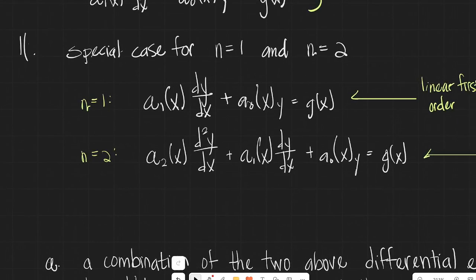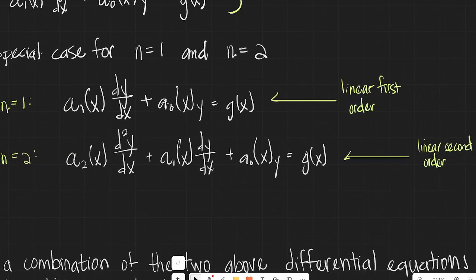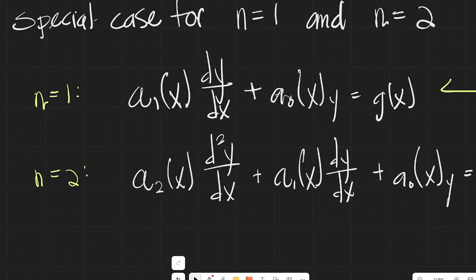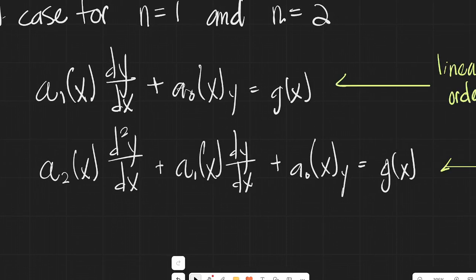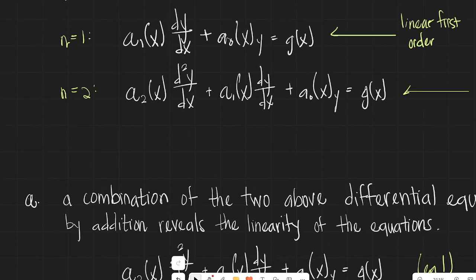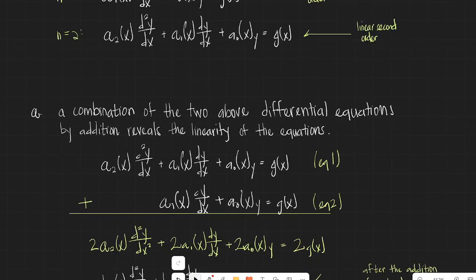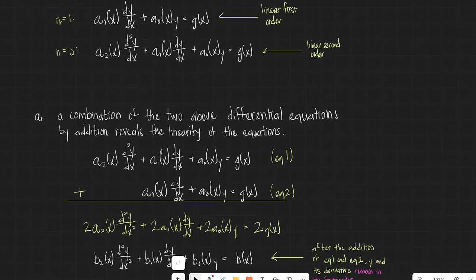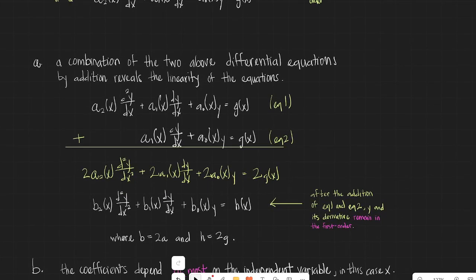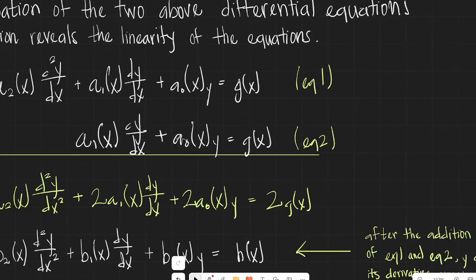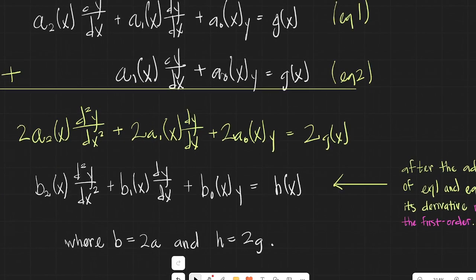Similarly with n equals 2, this is just a second order linear diff-eq. Again, you can see this because there's no nonlinearity in y. y is linear, and the derivative is also a linear operator. So just by taking the derivative of y, that doesn't take it out of its linearity. And so we can add these two together to test for linearity and see if anything changes, right? Let's see if the structure of it changes. And so by adding these, I get this expression here in green.